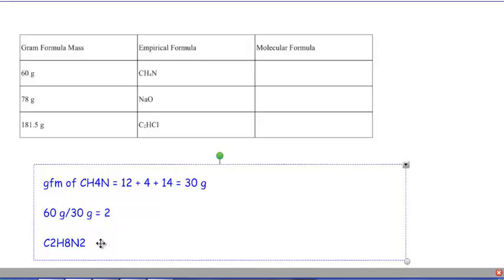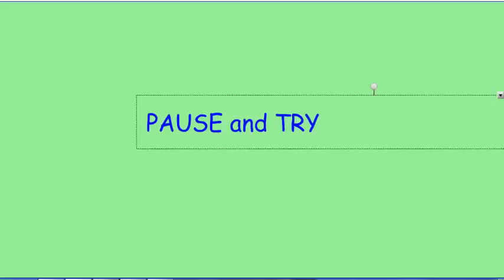C4H8N2. I took the 1, even though I couldn't see it, I knew if there's nothing there, it's a 1, times 2 is 2. The 4 from the hydrogen times 2 is 8. And again, although we don't see anything, we know there's 1 nitrogen times 2 is 2. Pause now and try the other 2 examples on your own before checking them.